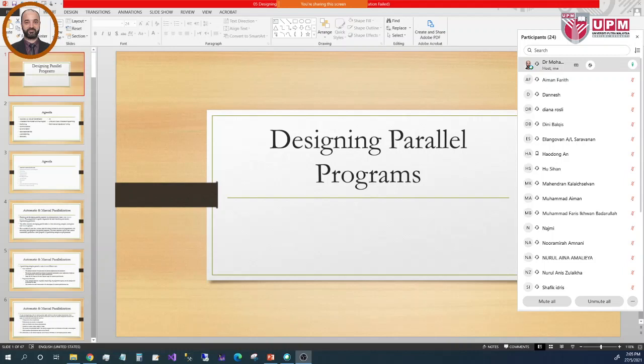Inshallah, we are going to continue from where we stopped last time. Last week I explained how to build a simple parallel program using C# and Visual Studio. Today, inshallah, we are going to understand the concept of making things parallel, I mean, how to design parallel programs.